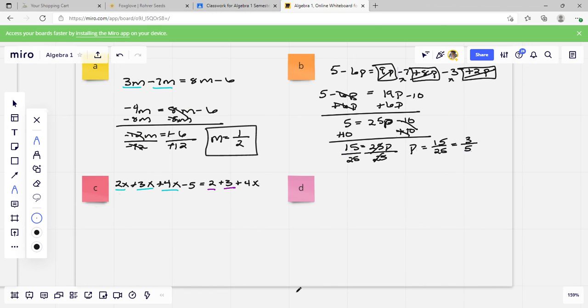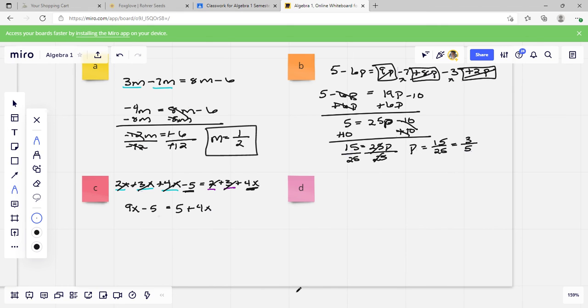Alright, so if I put these x's together, 2 plus 3 plus 4, 2 and 3 would be 5, 5 and 4 is 9x. Minus 5 equals, I just brought that nice dot down, 2 plus 3 is 5 plus 4x, right? So here's my minus 5, and there's my 4x. That's how those got there. They didn't have any like terms.